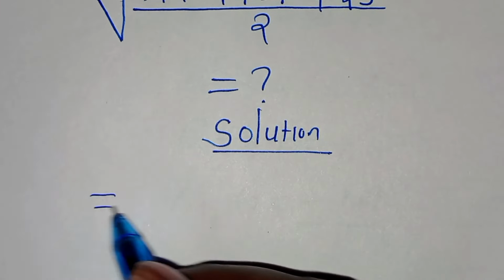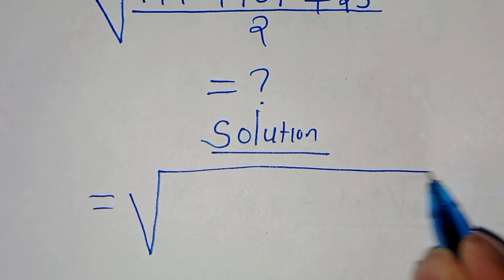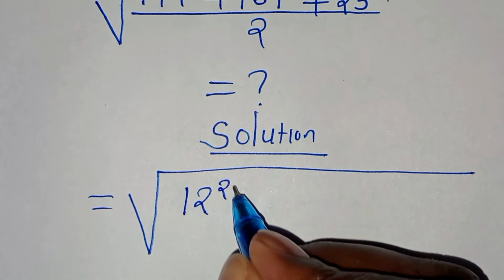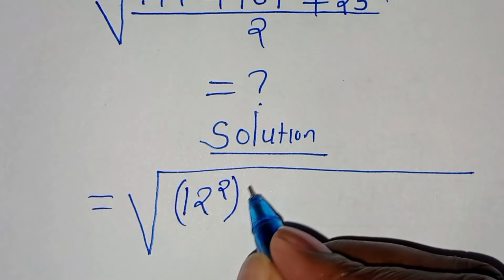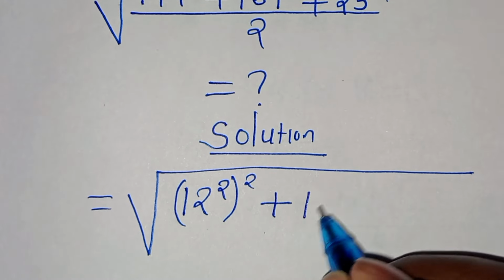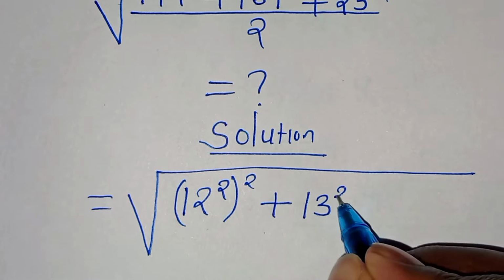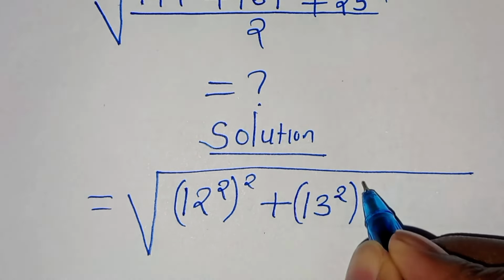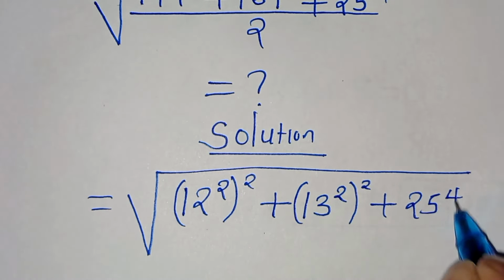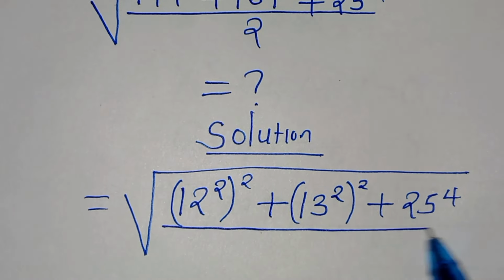So we have the square root of, we can express 144 as 12 to the power of 2, then raised to the power of 2, plus 169 to the power of 2. This can be expressed as 13 to the power of 2 raised to the power of 2 here, then plus 25 raised to the power of 4, everything here divided by 2.